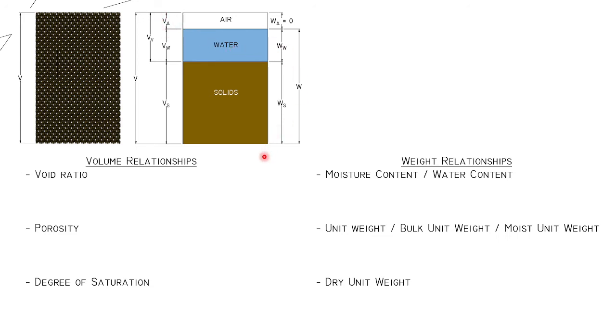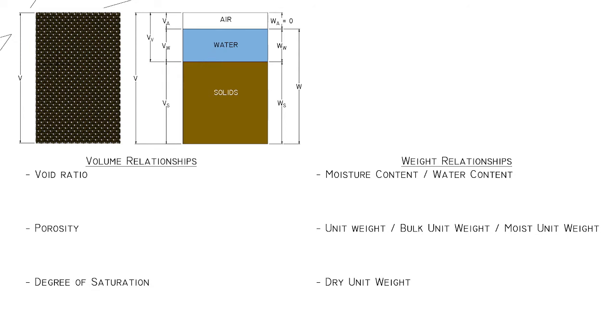And on the other hand, we have the weight. We have the total weight of the soil sample as W. Notice that the weight of the air is neglected and equated to 0 since the weight of the air is negligible as compared to the weight of the water and weight of the soil solids. And so, therefore, we have the total weight is equal to the weight of water plus the weight of soil solids.